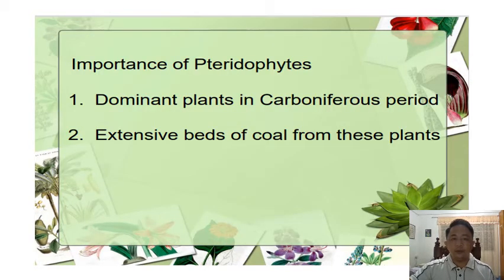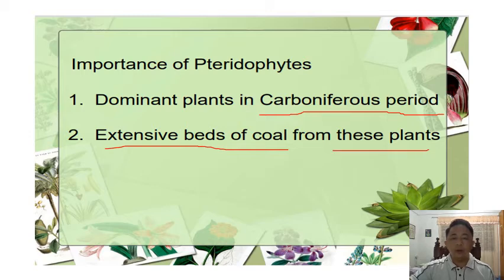Now let us discuss the importance of your pteridophytes. Your pteridophytes are the most dominant plants during the Carboniferous period. The Carboniferous period is a period in our Earth's history where there is the presence of large and giant trees. And from this period, there are extensive beds of coal that are produced from these plants.